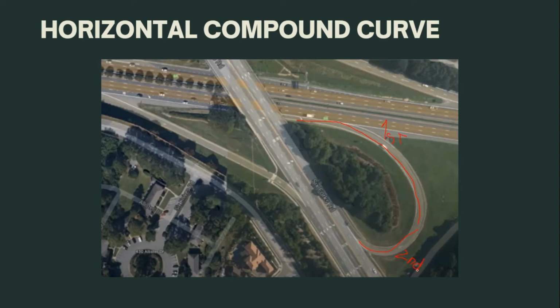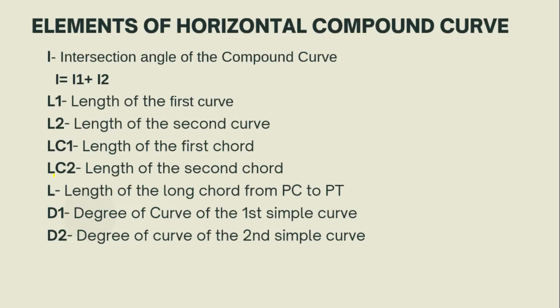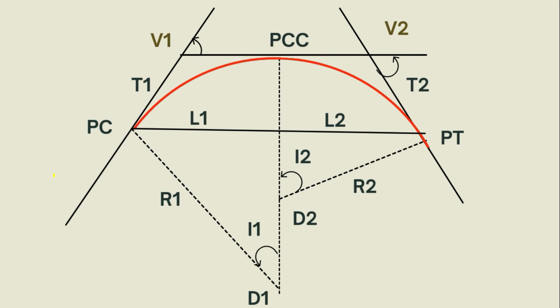Moving on, these are the elements that we need in order to compute and design a compound curve. Basically, it has the same elements as the simple curve. This is an example of the compound curve. As you can see here, we have two simple curves. Let's say this red arc here is our curve. This is our first simple curve and this one is our second simple curve.